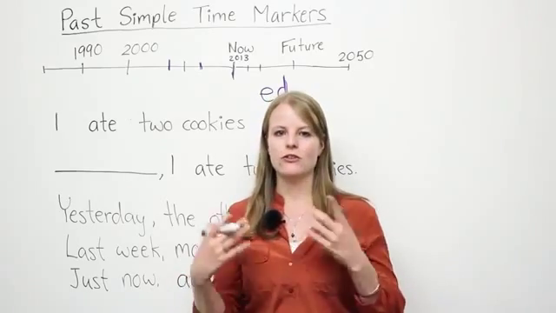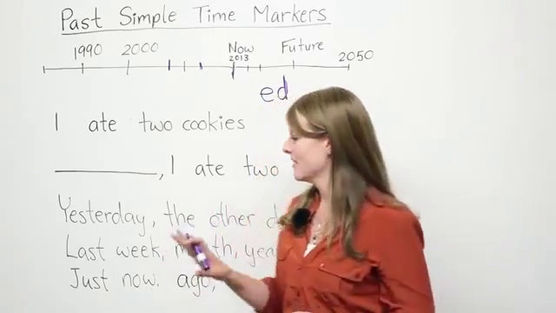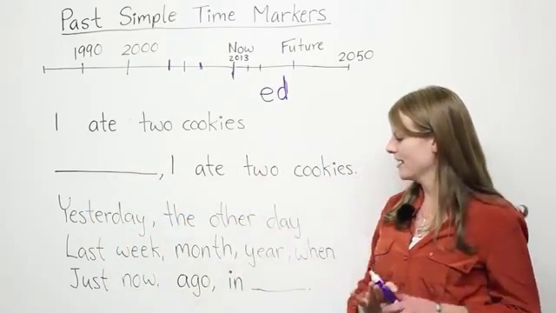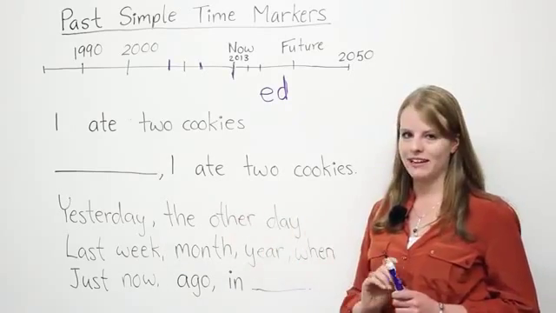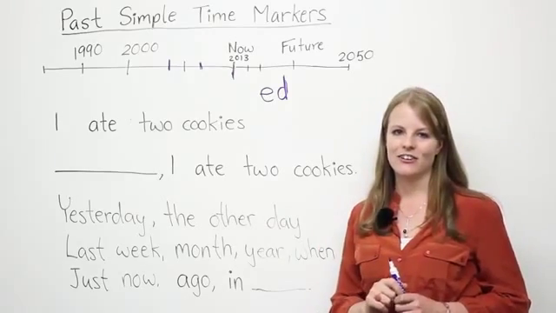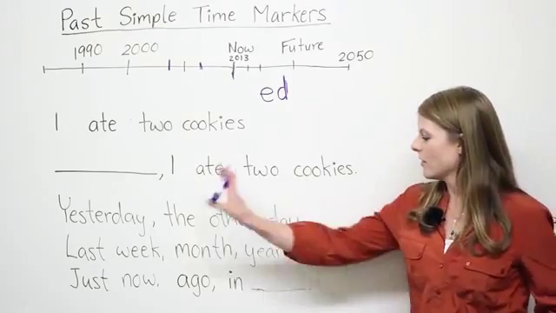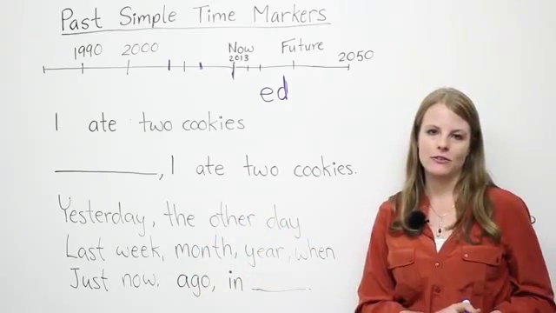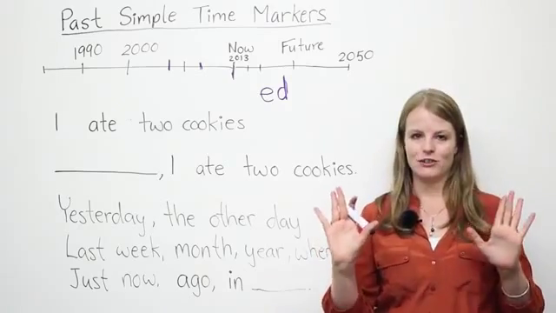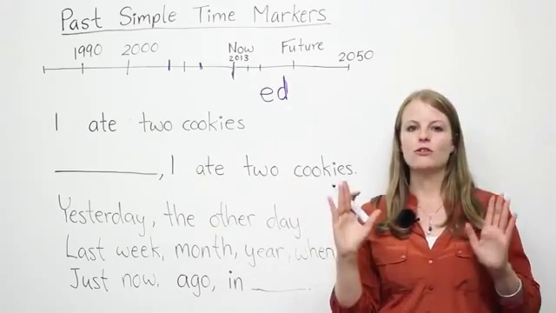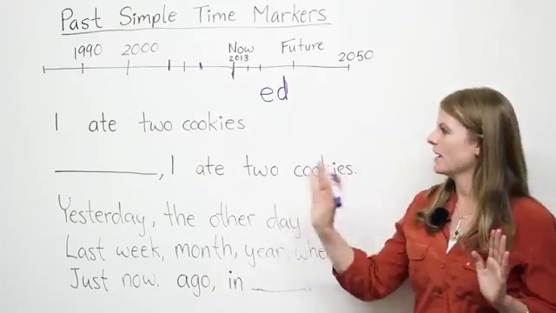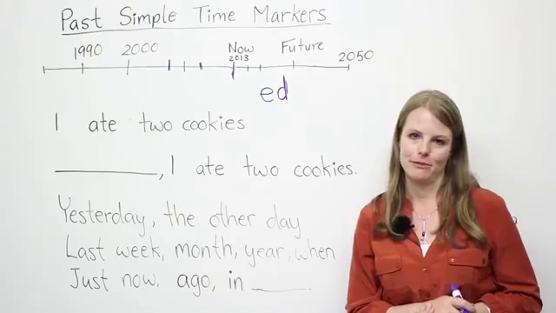Well, one way is using things called time markers. These are our time markers right here. So we have yesterday, the other day, last week, last month, last year, when, just now, ago, and in. So these are all words that we can use with the past simple or simple past. You do not use these words with the future. You do not use these words with any of the presents. You use them with the simple past or past simple.